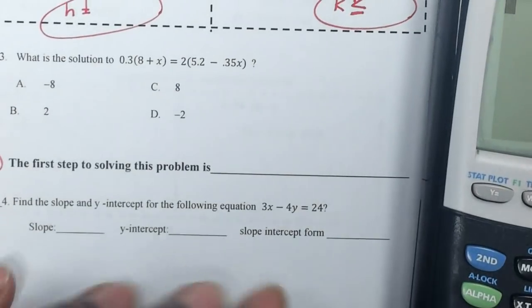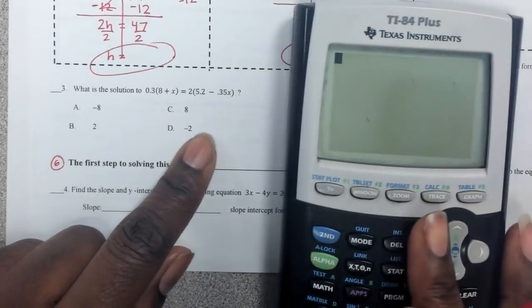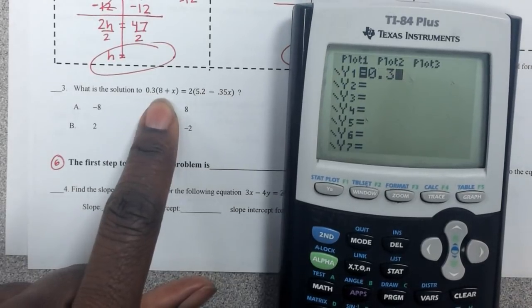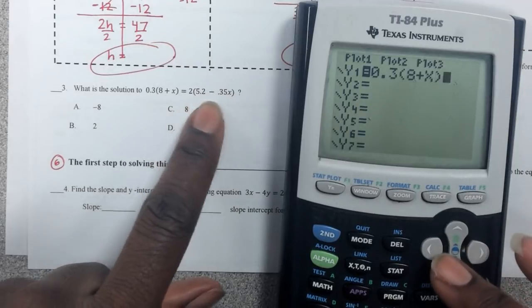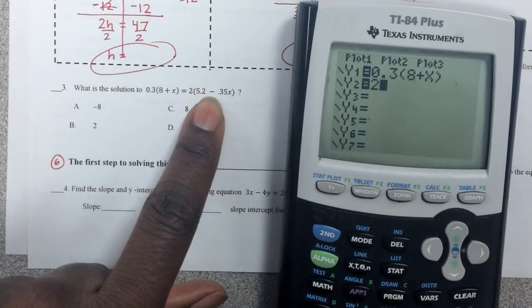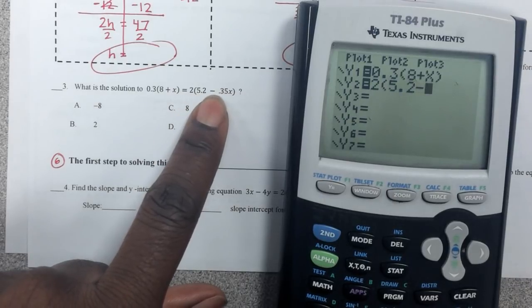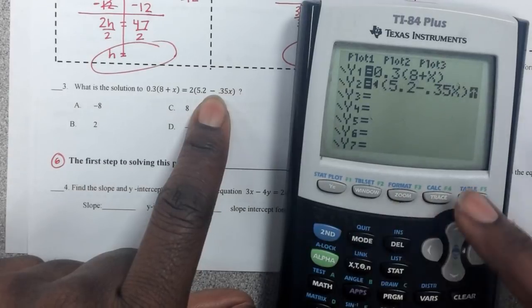So notice all of your answer choices are whole numbers. So this could be a calculator problem. In your y1, put this side of the equation, 0.3, parentheses, 8 plus x. Then in the y2, you put this side, 2, parentheses, 5.2, minus 0.35x. Put your parentheses. Press second graph.